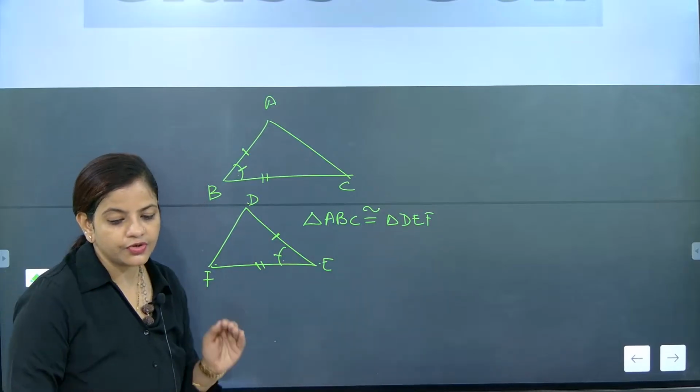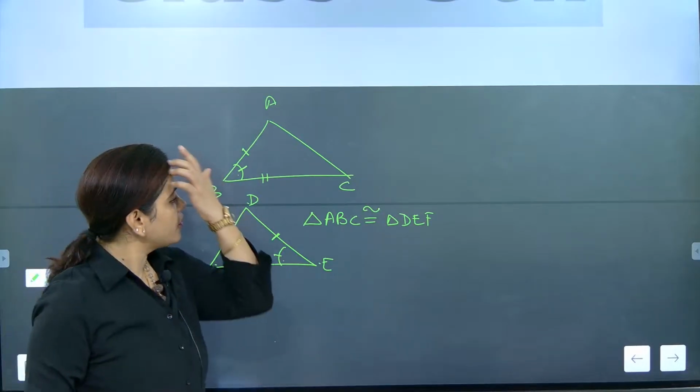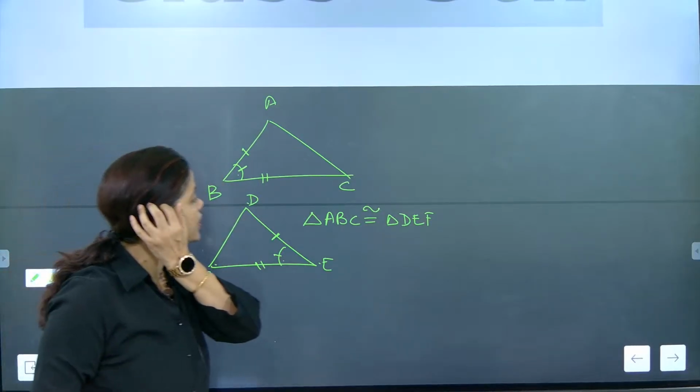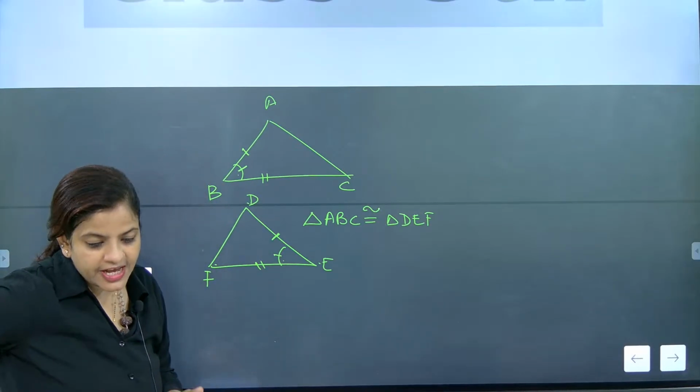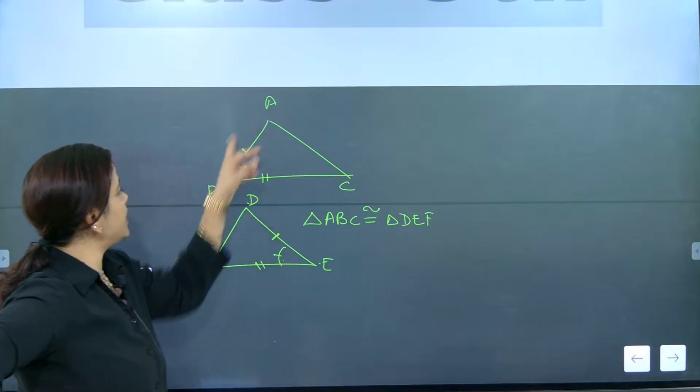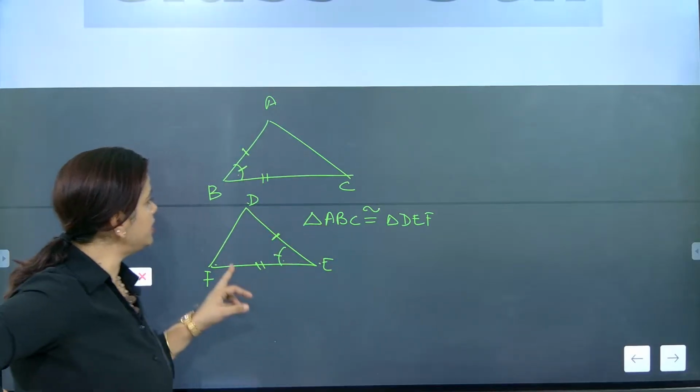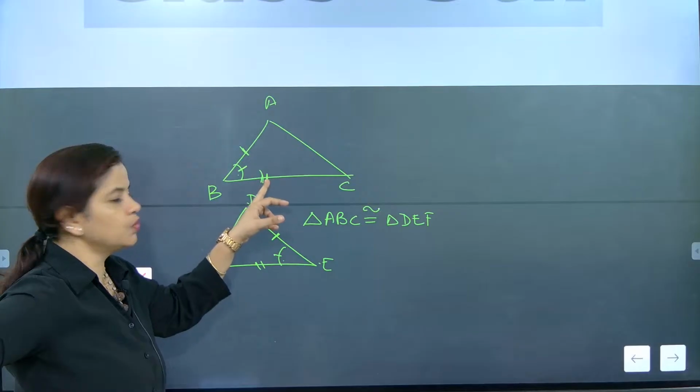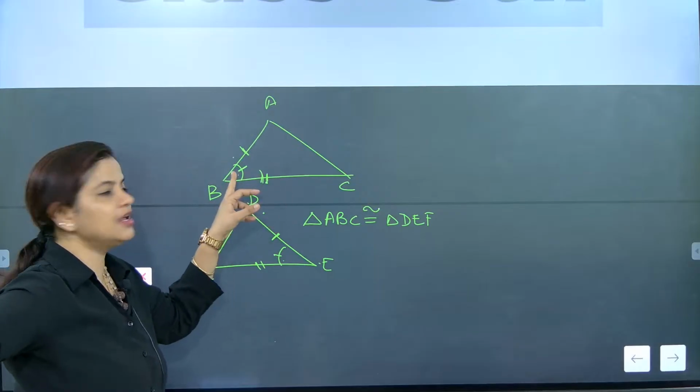Triangle ABC is congruent to triangle DEF. So how are we writing triangle ABC is congruent to triangle DEF? Did you notice that when you write triangle ABC is congruent to triangle DEF, the angle is coming in between? Understood?